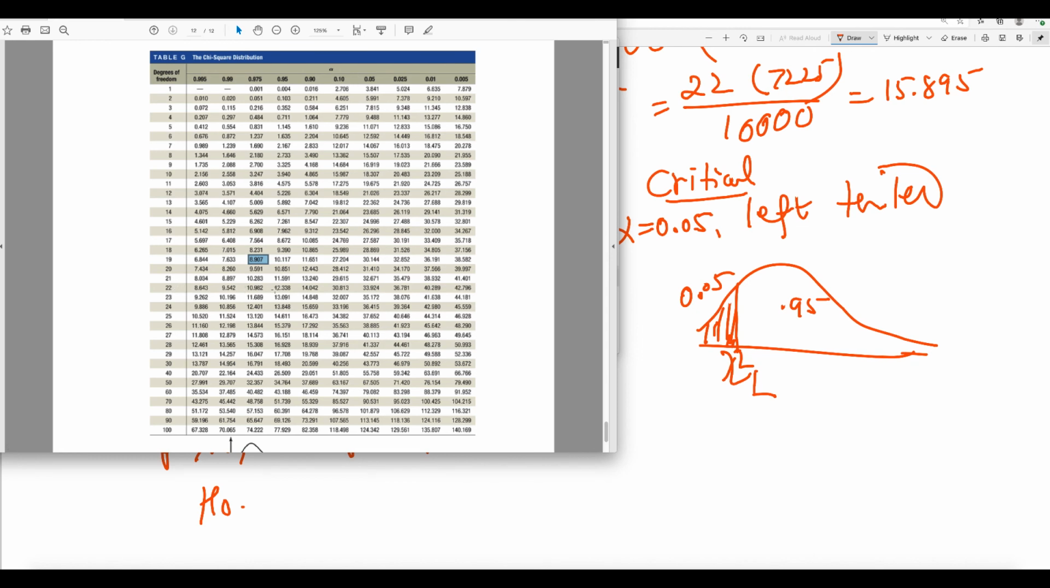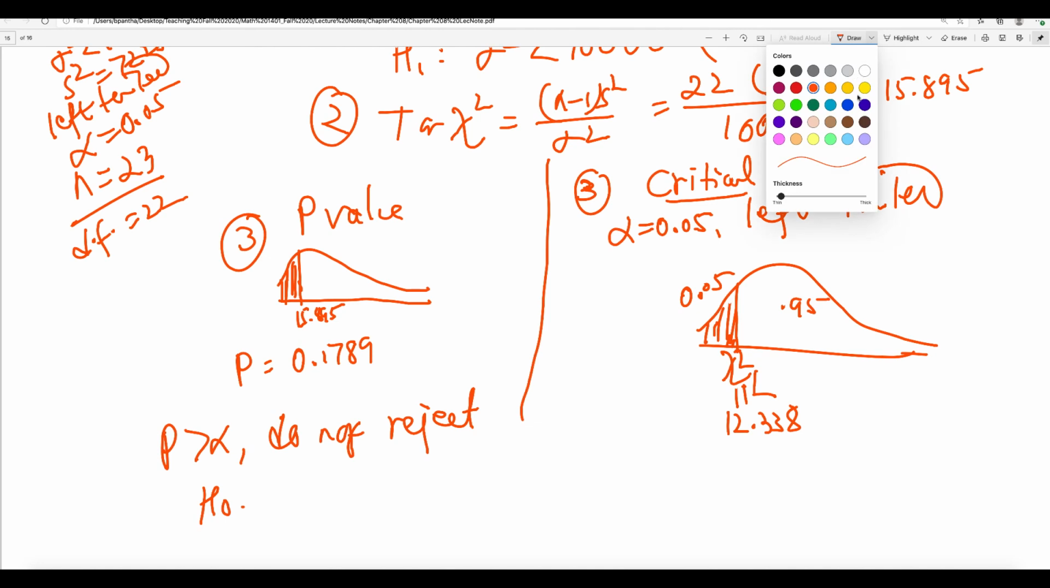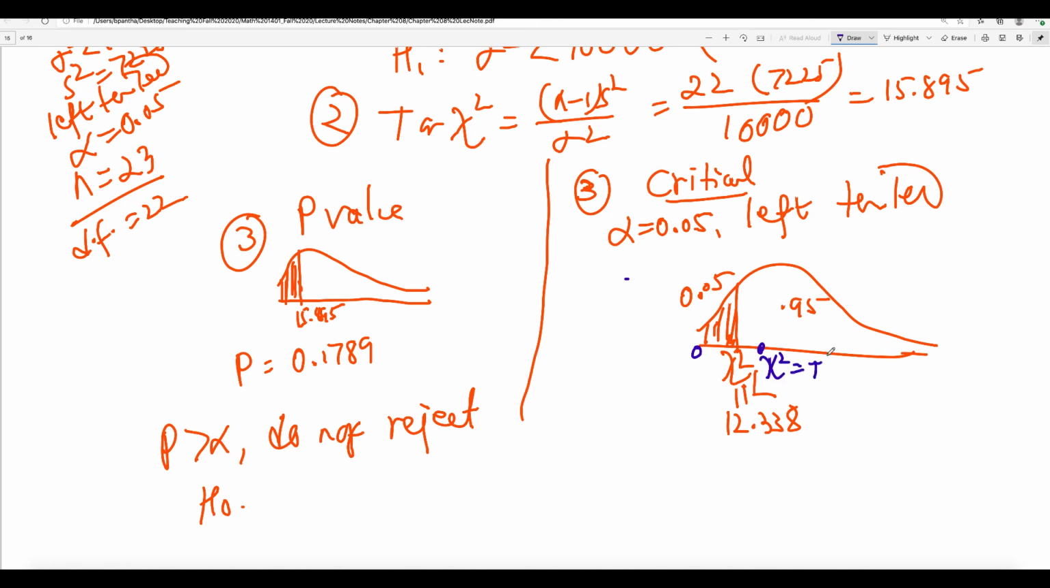So that will be 12.338. But do you think the test value falls in the shaded region? What is the test value? It is 15.895. 15.895 is bigger than 12.338, right? The chi-square curve starts from 0 and keeps increasing on the right side. So this is where the test value falls. The test value doesn't fall in the critical shaded region.